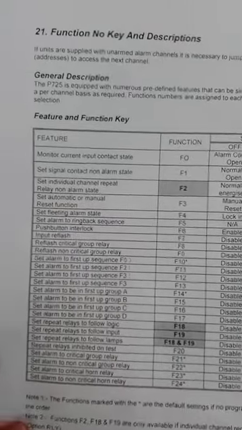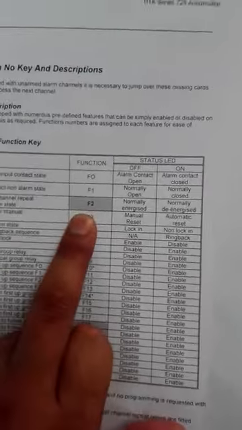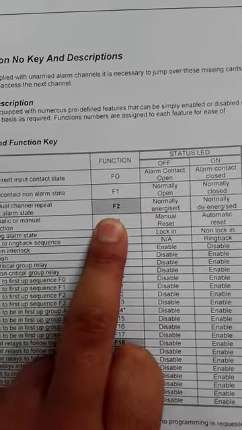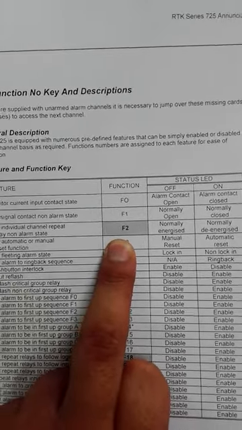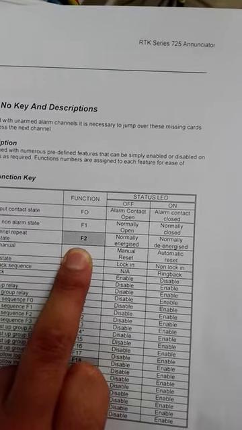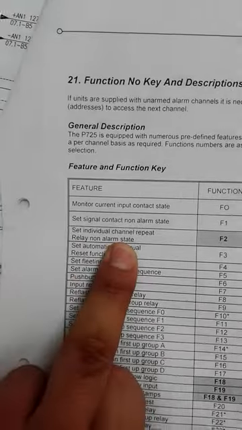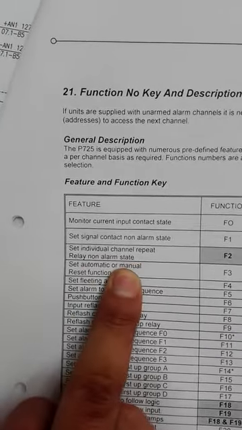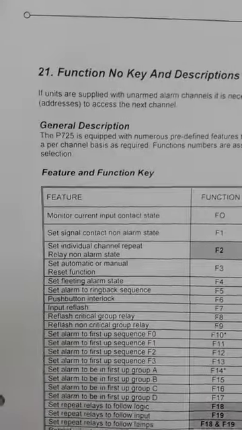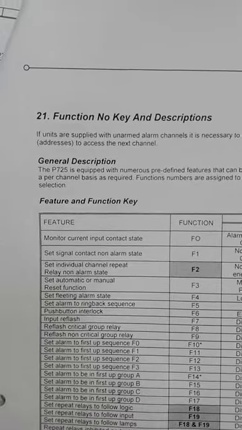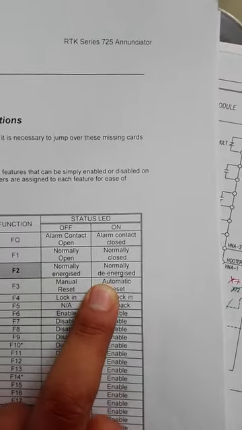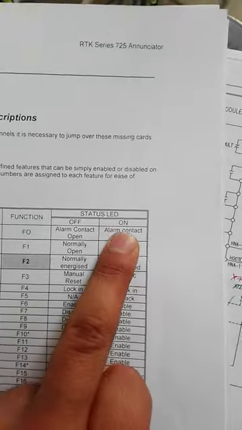First I will explain what we need here when we select function F2. Later I will show you how to select a function and how to change the status. But first, when we enable function F2, what does it mean? Set individual channel repeat relay non-alarm state. It means my relay should be in non-alarm state. For this, I have to make it normally de-energized, which means my LED status should be made on.